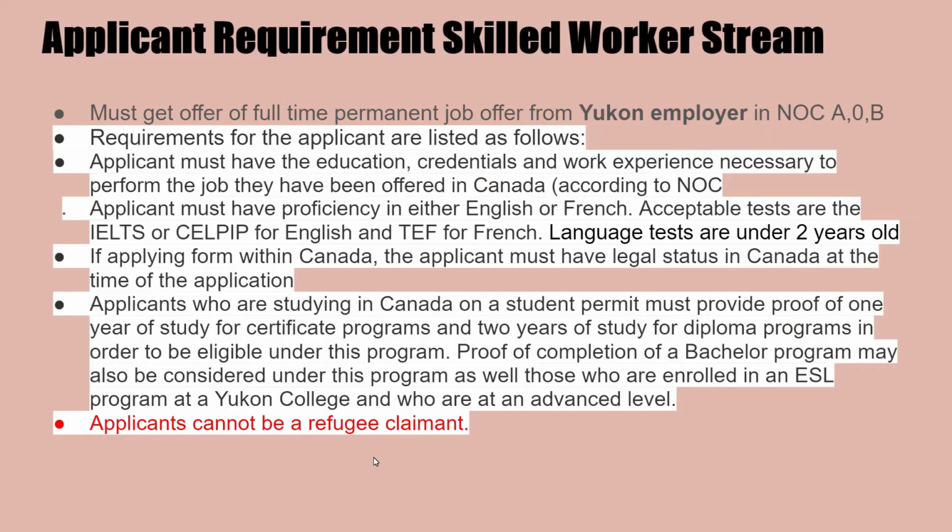Now the applicant's requirements for the skilled worker stream. Those who want to apply through the skilled worker stream must find a job offer. That must be a permanent job offer from a Yukon employer in NOC A, 0 or B. A means professional jobs like doctors, engineers, accountants, etc. 0 means managerial positions, restaurant managers, mining managers, whatever managerial positions. B means technical or trade skill jobs.